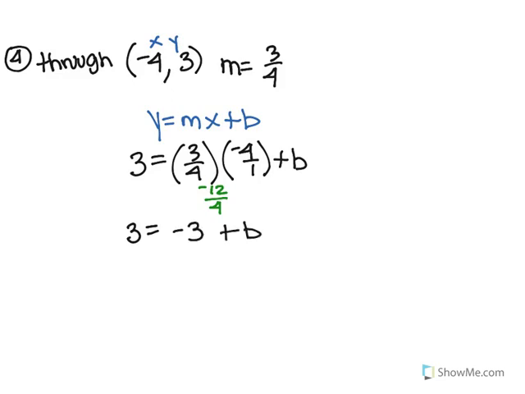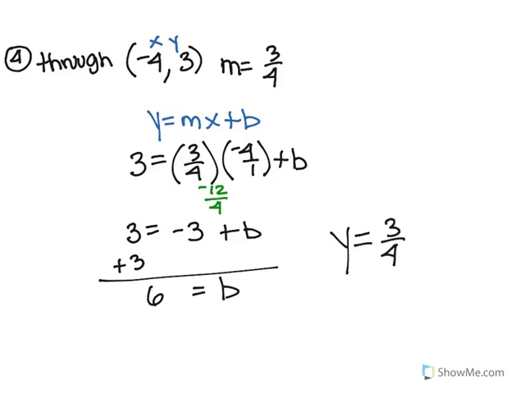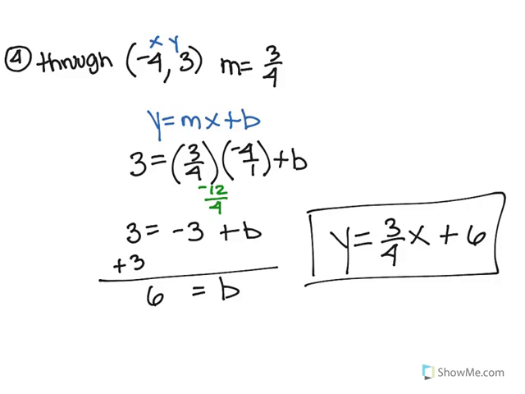And what do you do with -3? Well, you're going to add it. And 3 plus 3 is 6. So our equation would be y equals 3/4 x plus 6. Very good.